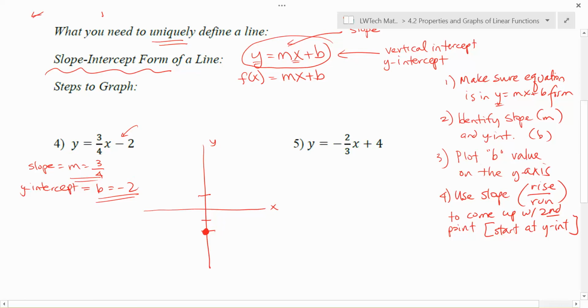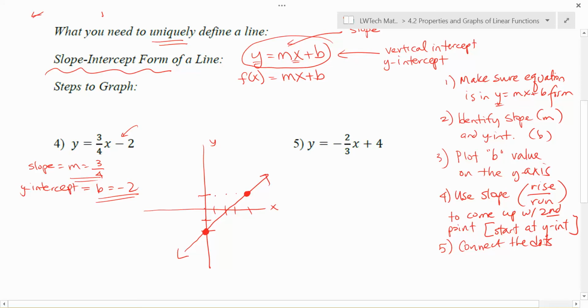And then I'm going to run 4 over 1, 2, 3, 4. So from here, I go up 1, 2, 3 spaces, and then over 1, 2, 3, 4. And there's the second point in my graph. Now, once you have 2 points, that's really all you need to sketch the graph of a line. So just connect the dots. And that is the graph of your line.